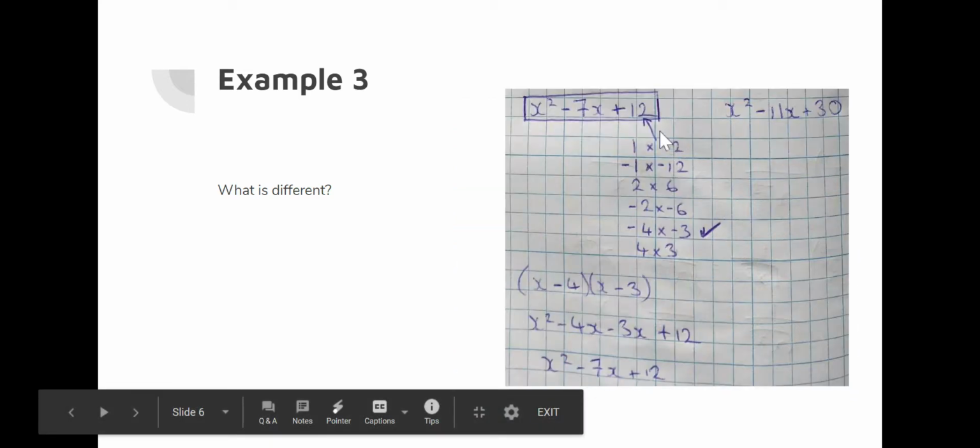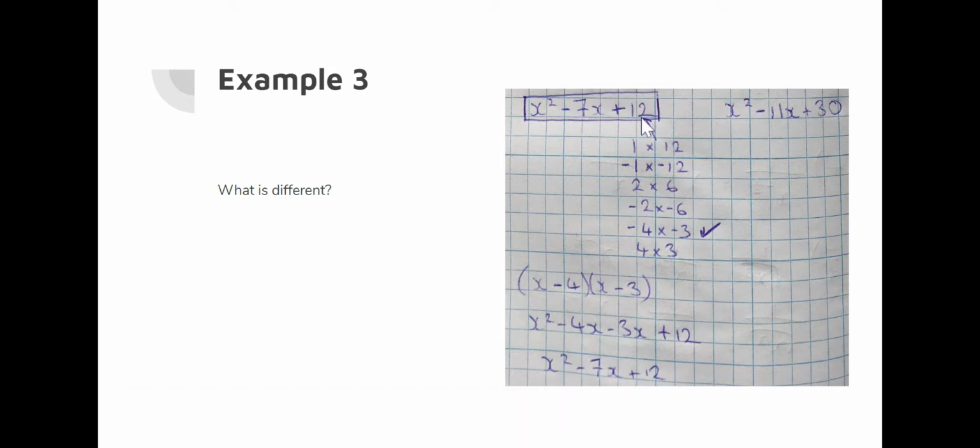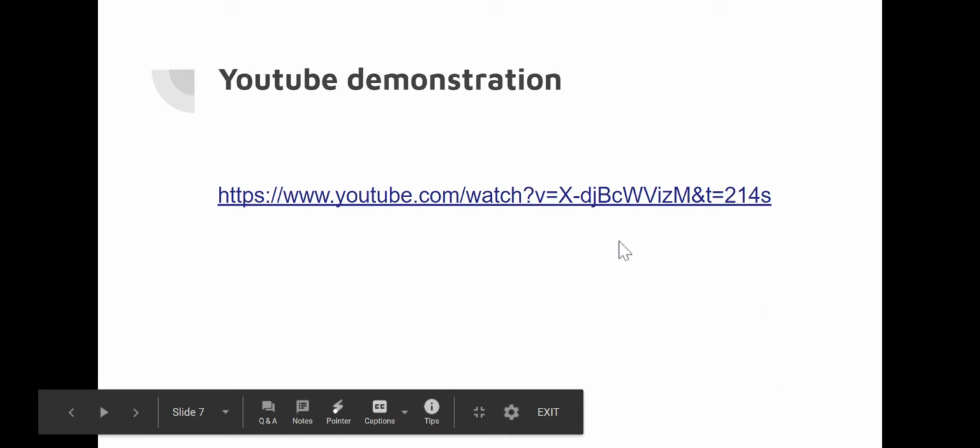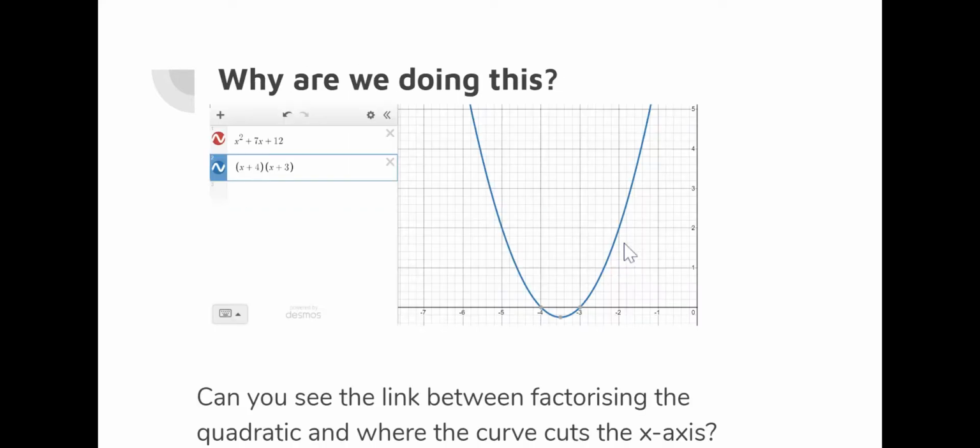And example 3, now we've got a negative x term and a positive final term. So this time it's a little bit trickier. The correct combination of factors is going to be negative 4 times negative 3, because multiplying two negatives gives you a positive 12, and adding two negatives will get you negative 7x. So that's another one you can look through. I have a further YouTube demonstration here you can have a look through.